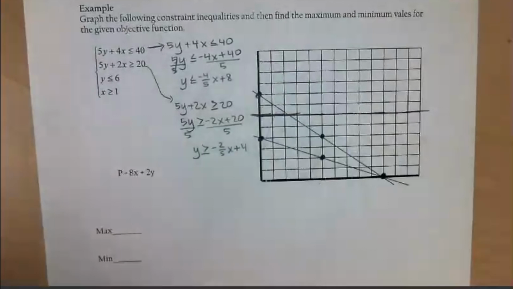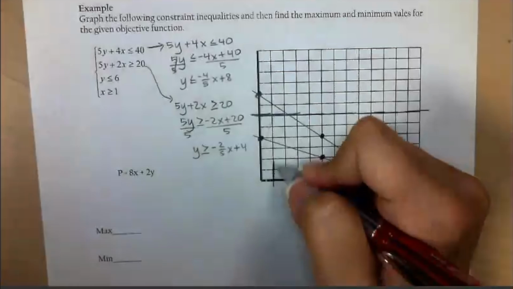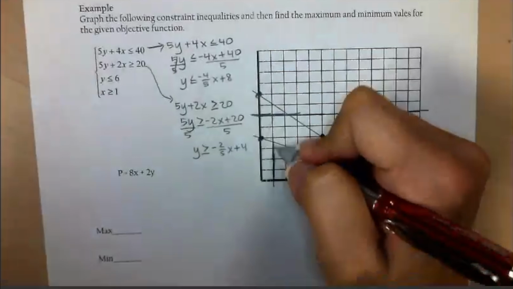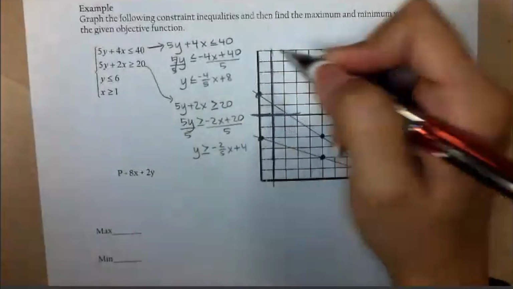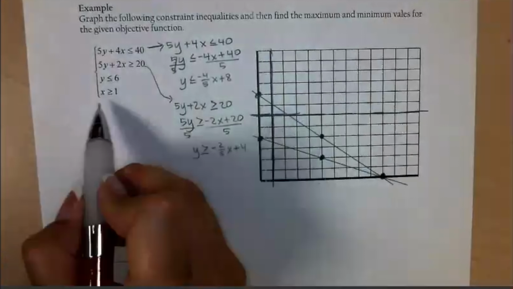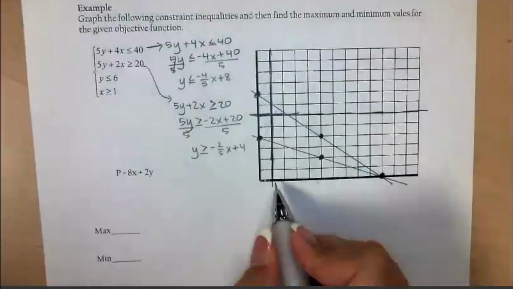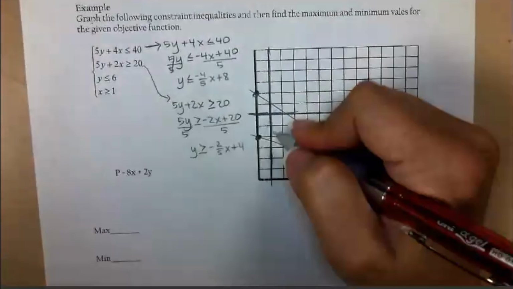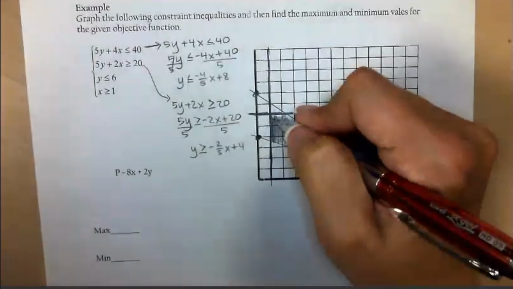And then our last one, x is greater than or equal to 1. That's a vertical line at 1. X gets bigger as it goes to the right, and that's what it's saying here: x is bigger than 1. All of our x values that are bigger than 1 are to the right. So our feasible region is this middle part.